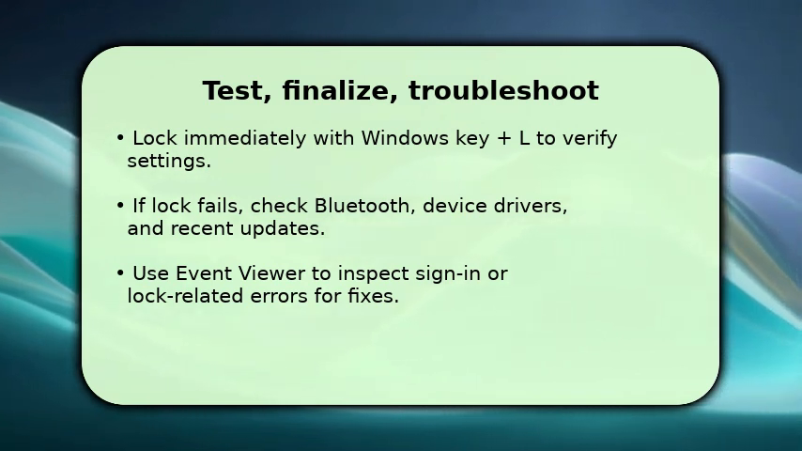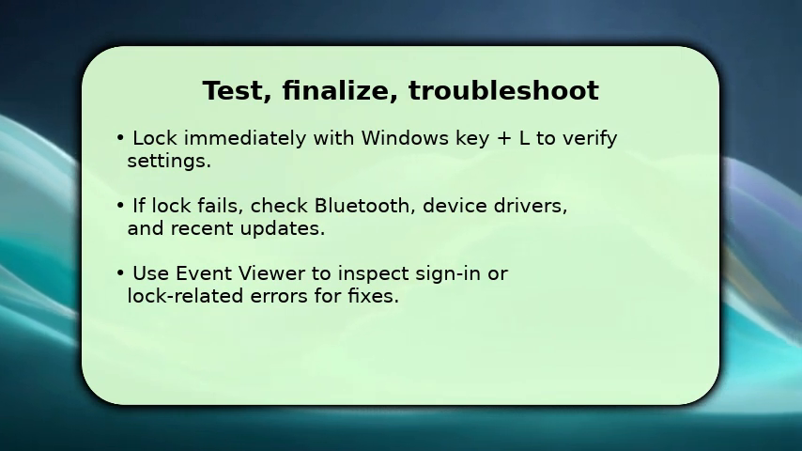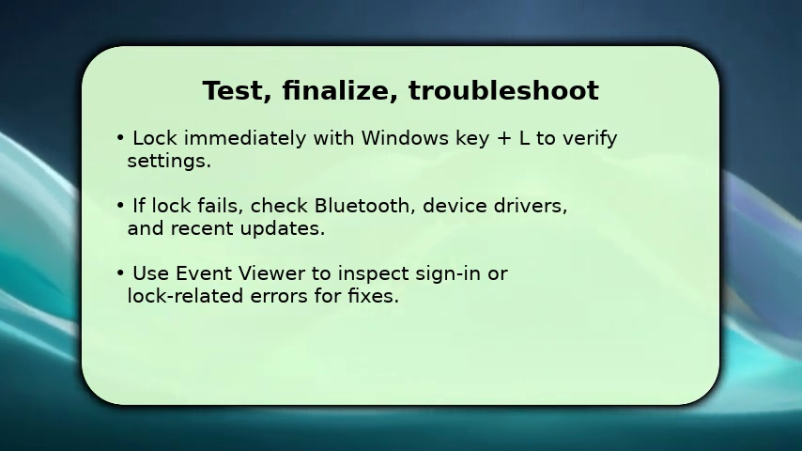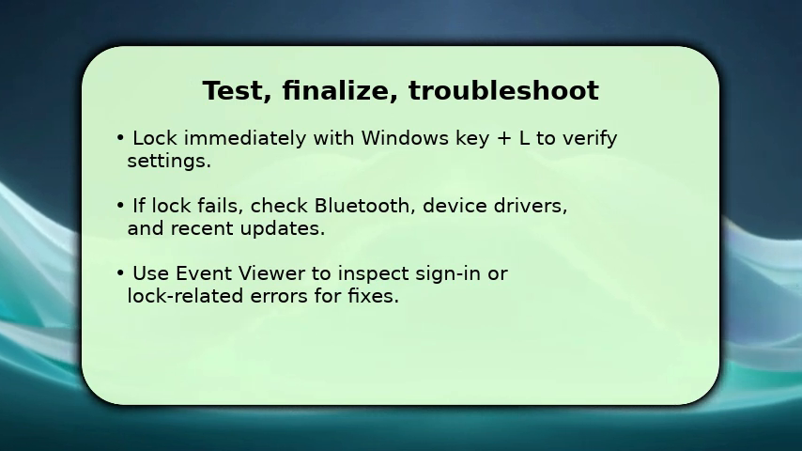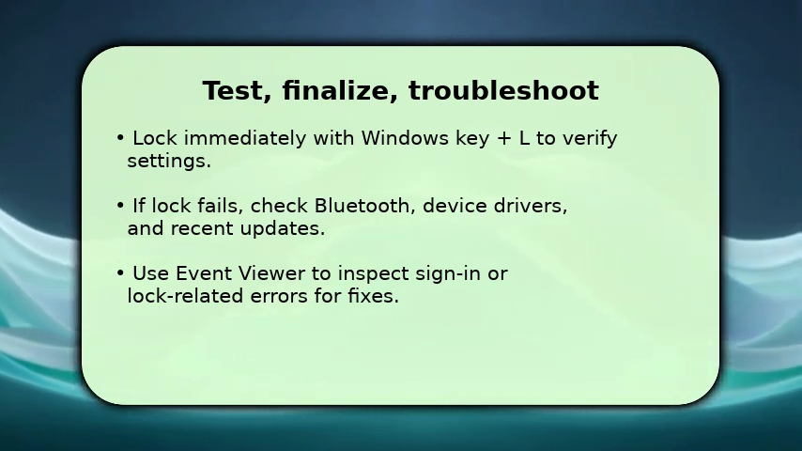If problems persist, open Event Viewer to look for sign-in or lock-related errors and use those messages to guide searches or support requests. Once working, your lock behavior is secure and predictable.